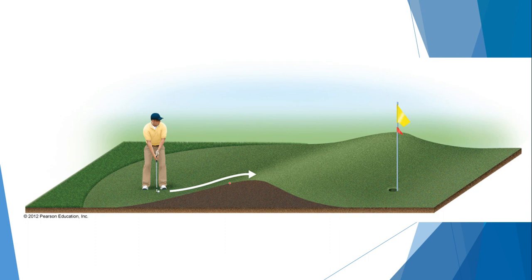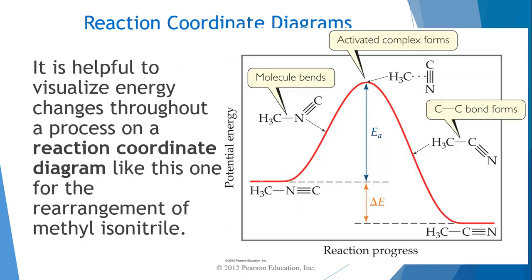So here is the image that we use. Again, oftentimes reactions have this same barrier that they have to get over. To visualize energy changes throughout a process, a reaction coordinate diagram, like the one we have over here to the right, typically illustrates what's happening, or this little barrier that we have to get over.